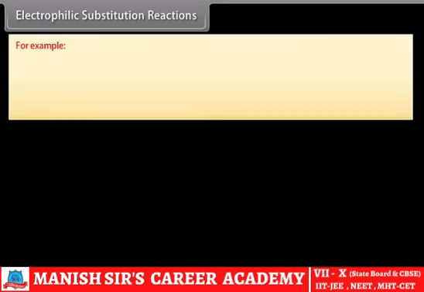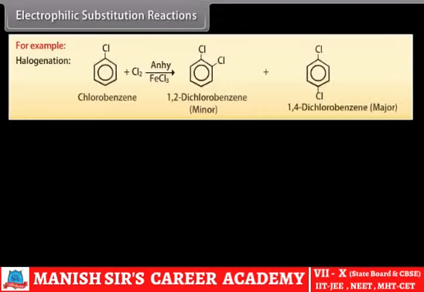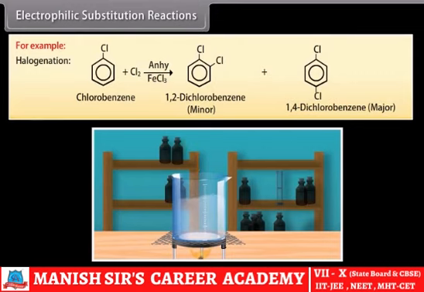For example, halogenation. When chlorobenzene solution is mixed with chlorine and then we add ferric chloride, it reacts to give 1,2-dichlorobenzene, which is a minor product, and 1,4-dichlorobenzene, which is a major product.